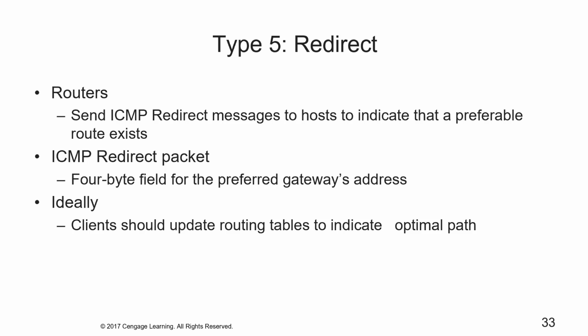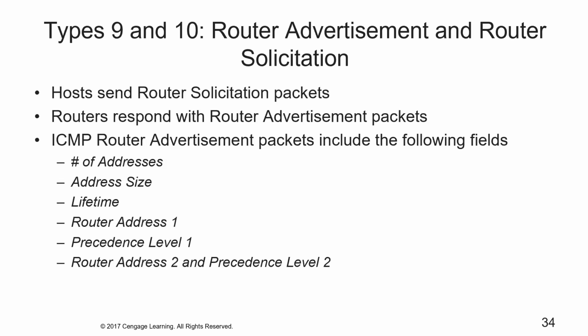So types 9 and 10, router advertisement and router solicitation. Hosts send router solicitation packets, and routers respond with advertisement packets. ICMP router advertisement packets include the following fields: the number of addresses, the address size, the lifetime, the first router address, the precedence level of the first router, router address 2, and that router's precedence level.